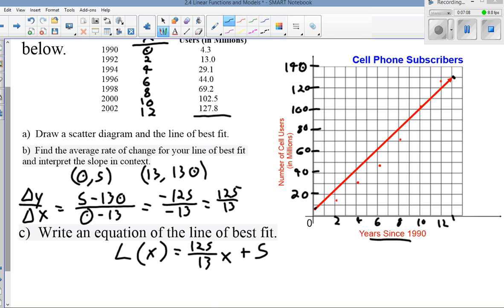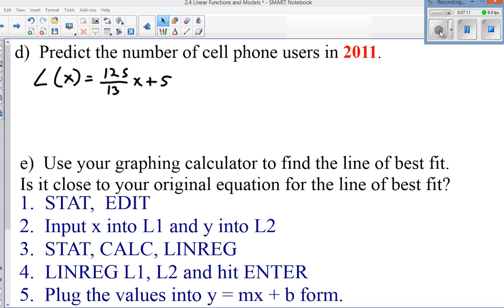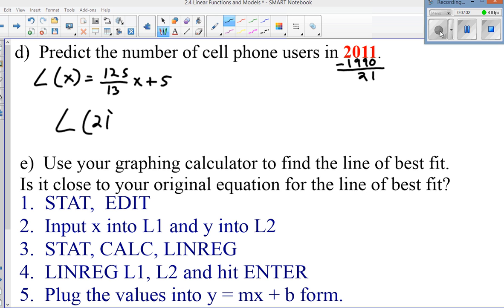Okay, so that's my line of best fit there. Now, using my L(x), I want to make a prediction, let's say in 2011. Remember, my x's were defined as years since 1990. So 2011 minus 1990 is 21. So I want to evaluate this function L at 21.